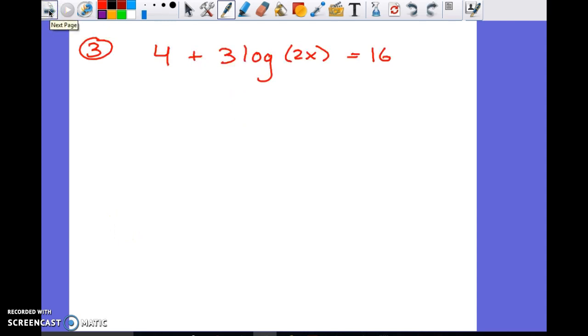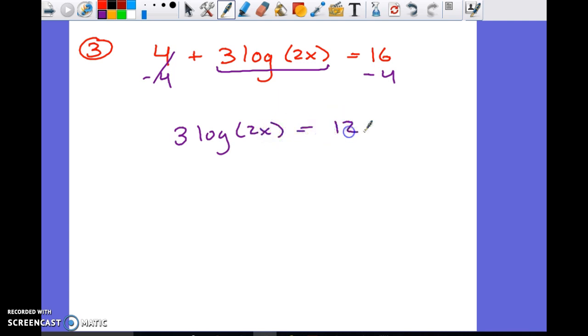Okay, so this time, before I rewrite it, I need to get this isolated. So I've got to get this 4 out of the way. All those algebra skills that you already have, we're just still using them. It's just with a new function. So again, I still need to isolate, so I'm going to divide by 3. Now, finally, the log function is by itself. Peace and quiet at last.